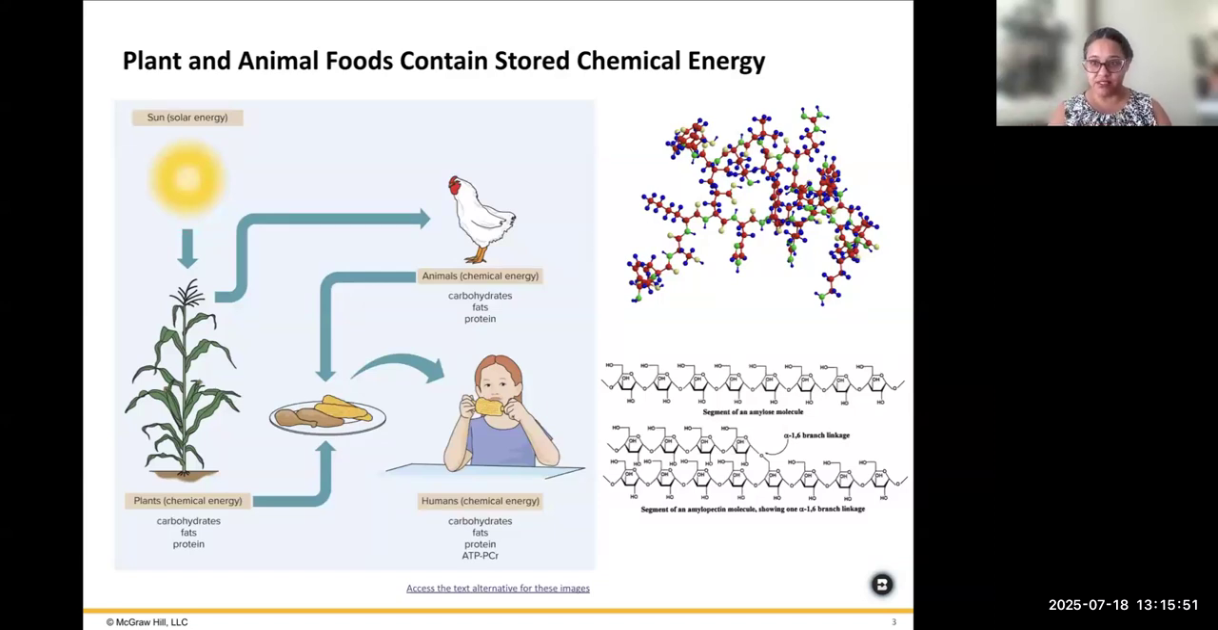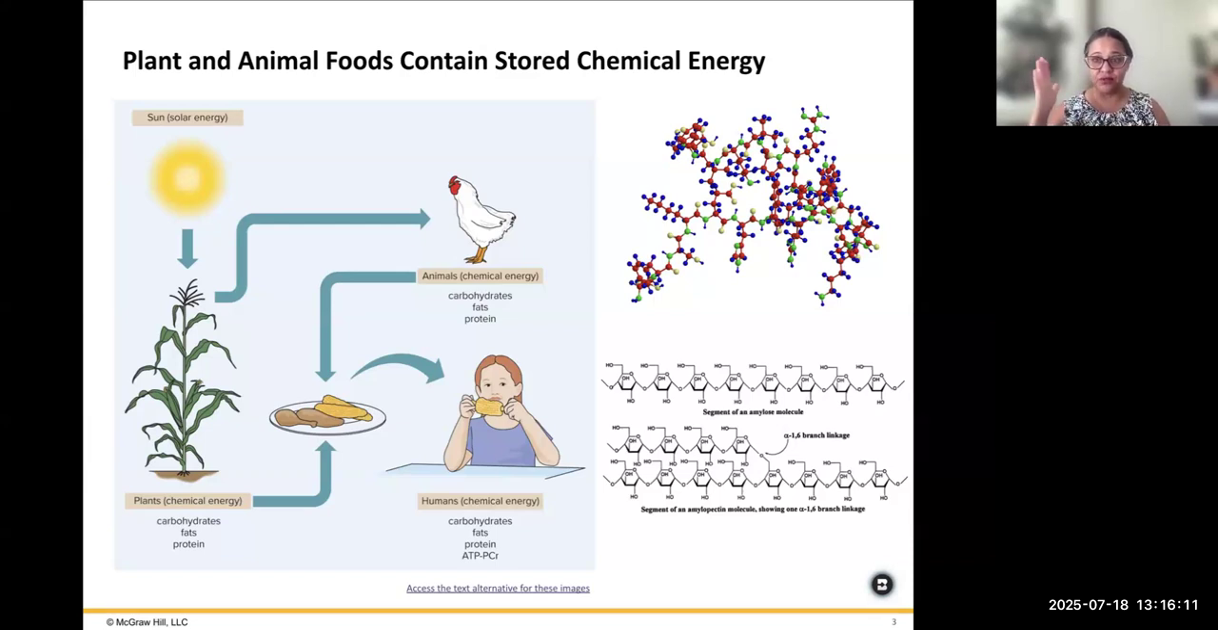So these are just some examples. The sun obviously puts out solar energy. Plants store chemical energy in their bonds: carbohydrates, fats, protein. Animals do as well, and so do we. When we eat food, we are literally eating the chemicals we get from our food. Food is made of chemicals. All food is made of chemicals.